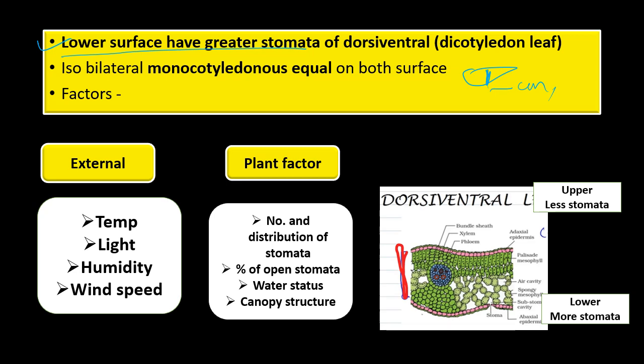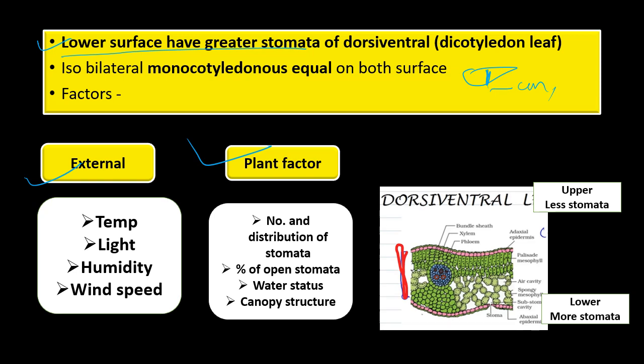Another thing is the different factors that affect transpiration pull. One is called external factors, and another is known as plant factors. External factors are like temperature and light. If temperature and light increase, that affects the stomata, which remove water in vapor form. If humidity increases and wind speed decreases, transpiration also decreases. So external factors like these affect transpiration.